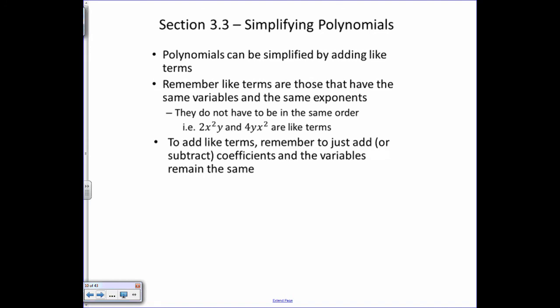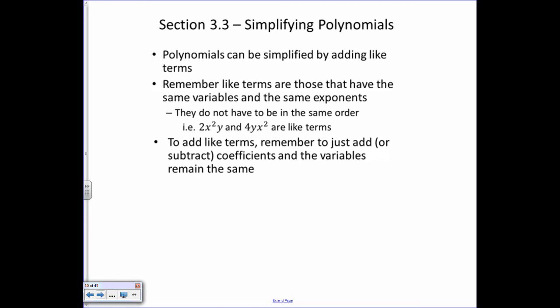So whenever you simplify polynomials, you can simplify polynomials by just adding like terms. Remember that like terms are those that have the same variables and the same exponents. They don't have to be in the same order. So for example, 2x squared y and 4yx squared are both like terms. They have the same variables raised to the same exponents. They both have x squared, and they both have y to the first. It doesn't matter that they're ordered differently.